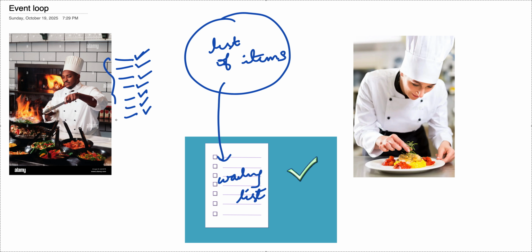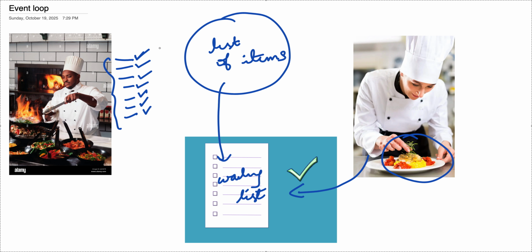So once these are done, what will he do next? If there is any small work like adding some toppings or doing some decorations or any small things, he'll next do those. Once this is done, he will next go to the waiting list. So this is how our JavaScript works.